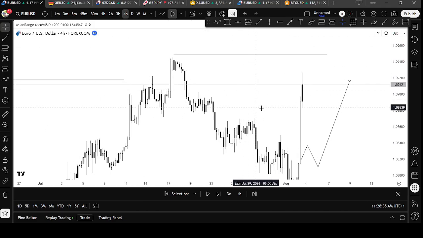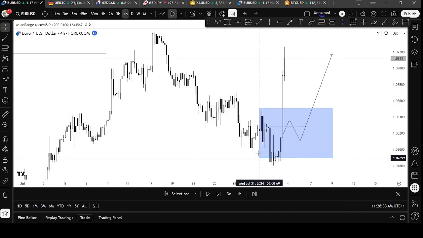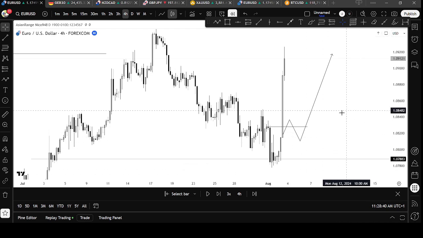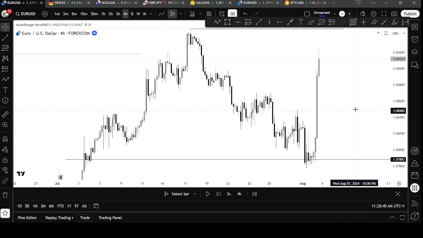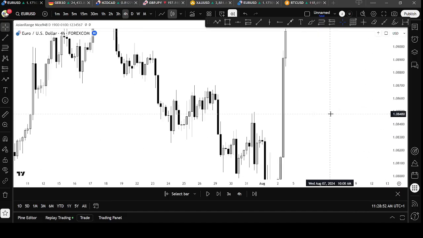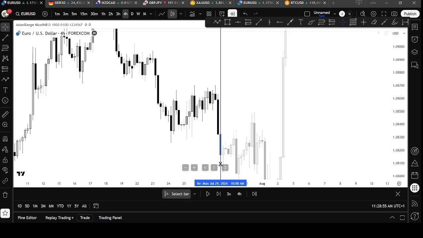Now, how do you confirm your 4-hour storyline? You wait for price to react to a 4-hour zone or a daily zone, and then you look for a break. Let's use this close place as an example.